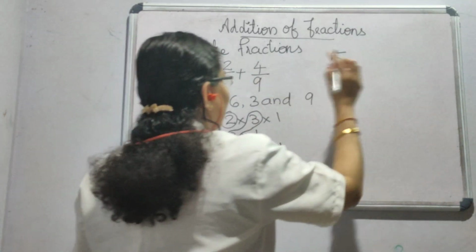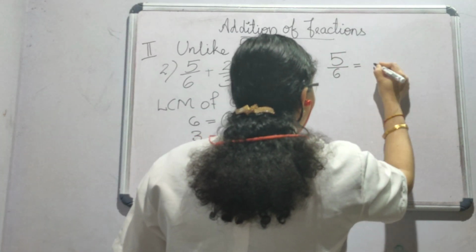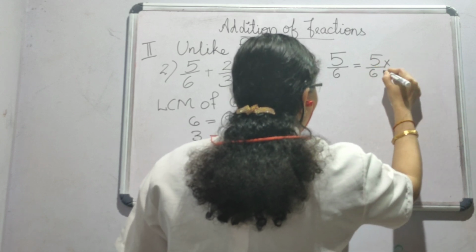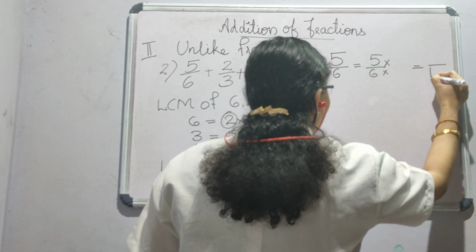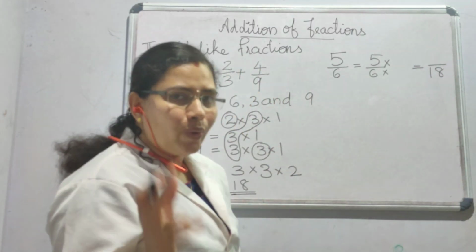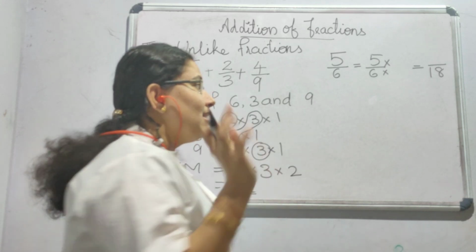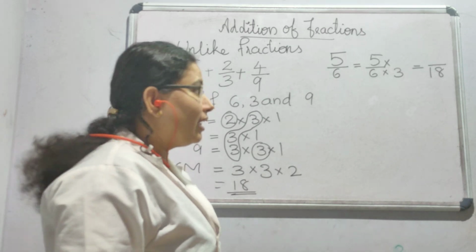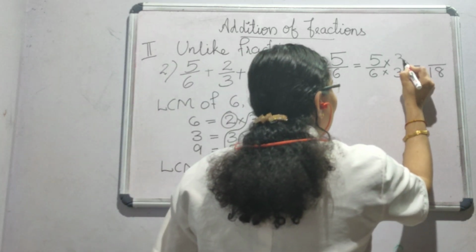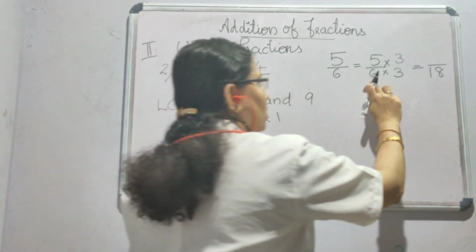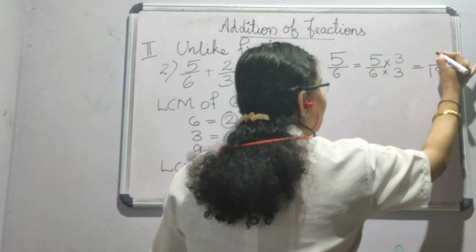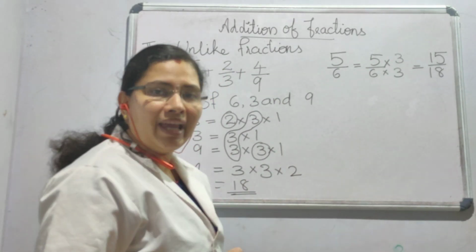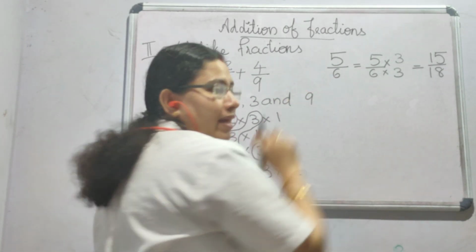Okay. So 5 by 6. We have to get 5 by 6 into which number we have to see. That is, we have to get 18. 6 into which number will give 18? 6 3s are 18. So I have to multiply both numerator and denominator with 3. 6 3s are 18. 5 3s are 15. So the first number becomes 15 by 18. That is the equivalent fraction of 5 by 6.